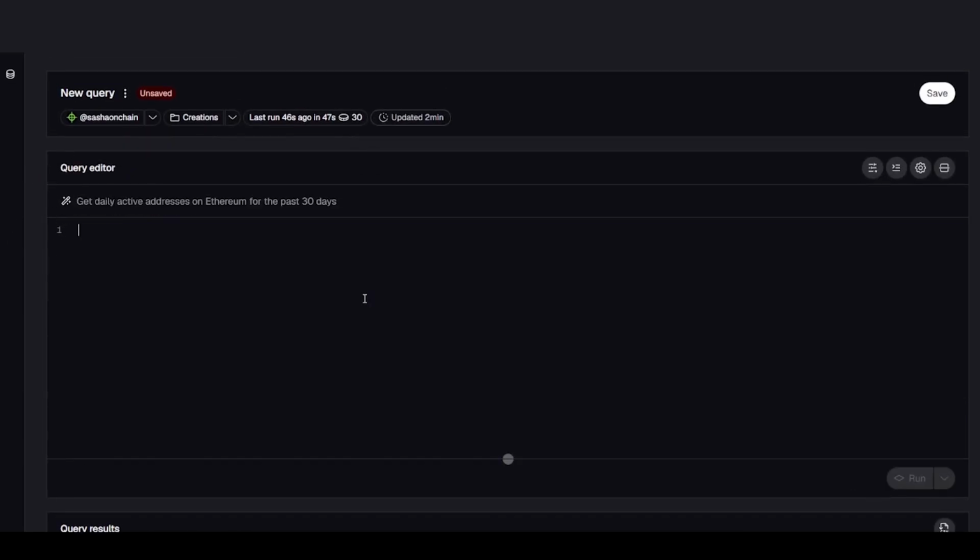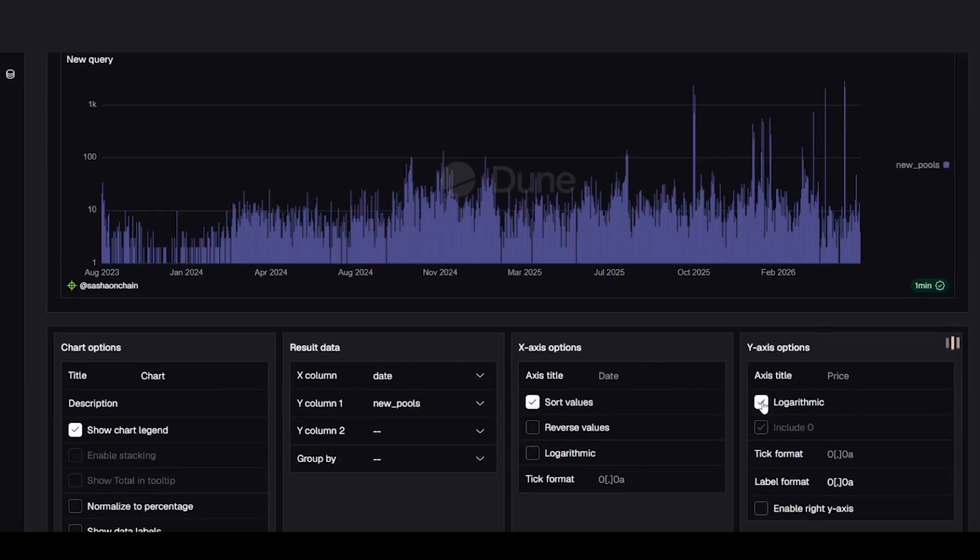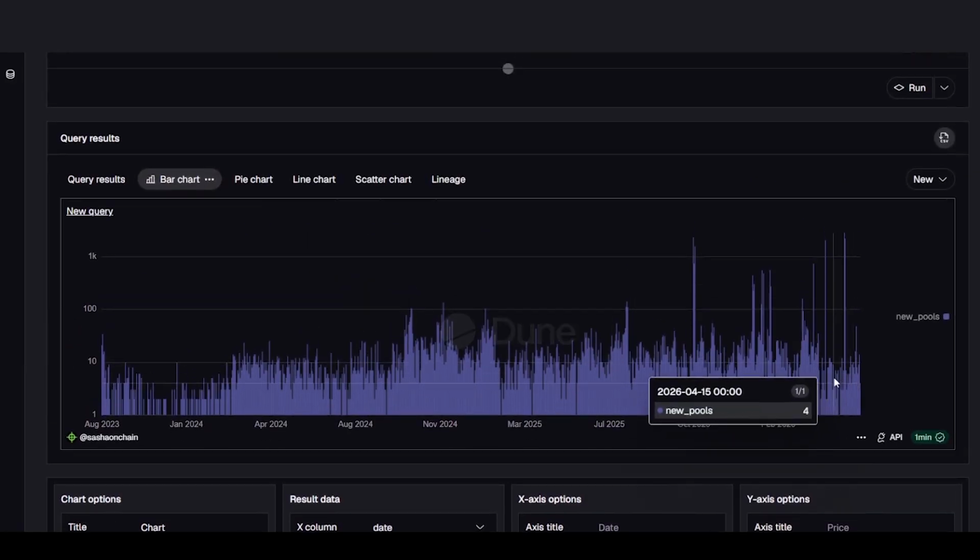And finally, let's look at ecosystem expansion. Every time someone creates a new liquidity pool, the factory contract records it. So this query tracks how many new pools appear over time. On-chain data is noisy. Sometimes growth is organic. Sometimes it's incentive campaigns, migrations, meme coins, all complete chaos. And weird spikes like this are exactly why analysts shouldn't blindly trust charts.